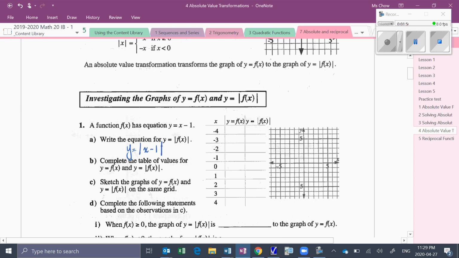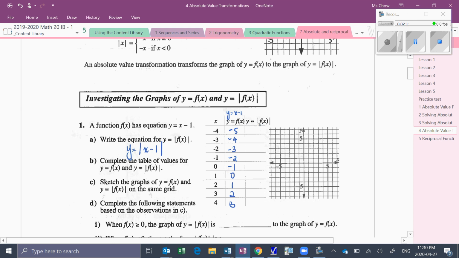And so then let's complete the table of values. So y equals f of x is essentially, remember, just y equals x minus 1. So negative 4 minus 1 is, of course, negative 5, and we'll just fill that in. Negative 3, negative 2, negative 1. And 1 minus 1 is, of course, 0, 1, 2, 3.